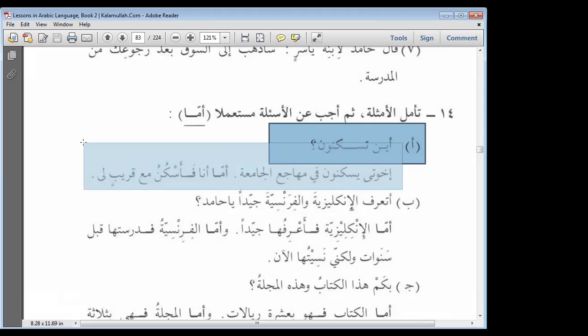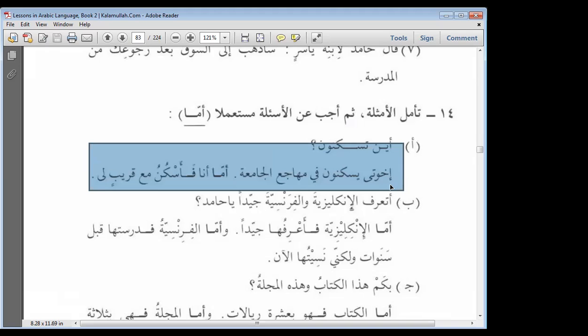And this is one passage, it looks like. So the answer is ikhwati. Remember, ikhwa is plural for akhun. Akhun is a brother, ikhwatun, brothers, plural, and then you have the ya at the end. So ikhwati, my brothers. Yaskununa, they live, or they reside, fi maha'ii al-jami'a, in the dormitory of the university.